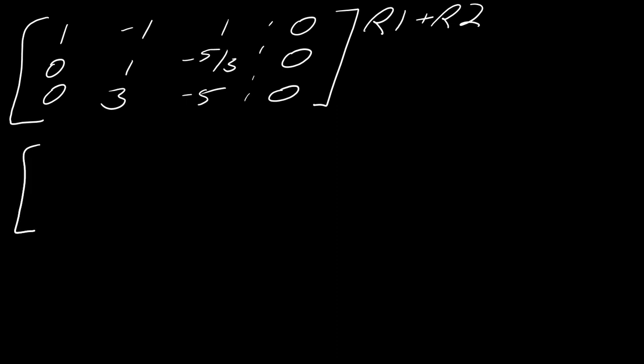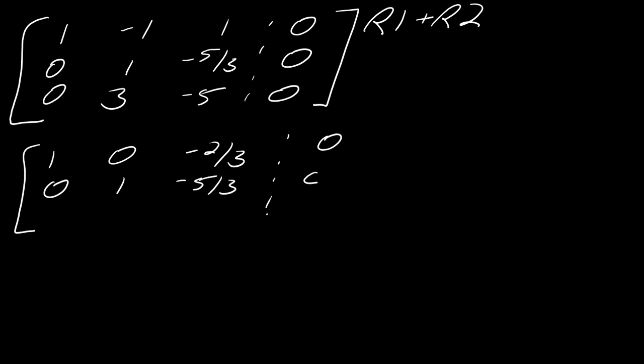Okay, so row 1 is going to now be 1, 0, negative 2/3, and 0. So just remember, I like to leave everything in terms of fractions. It's more exact. So I know people sometimes don't like fractions, but it's better to leave it exact. Okay, so now I need to get a 0 here.